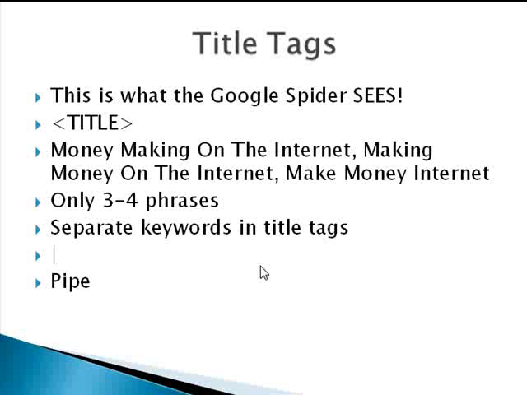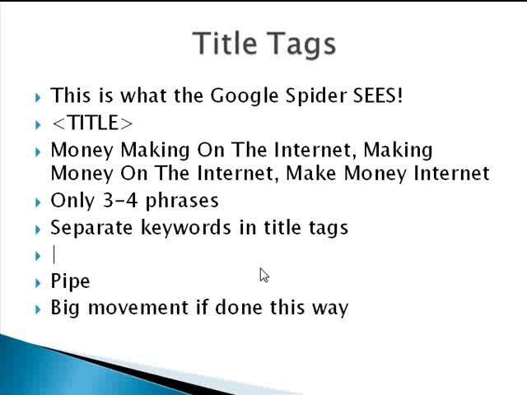In tests that have been done with commas and everything like that, a pipe has far outranked them, and it's gotten much better Google rankings than the likes of a comma in the title tags or anything like that. But you only really use it in the title tags. And as I said, there's big movement if it's done this way, like higher search engine rankings. Right, so I think you get the gist on why you need title tags.